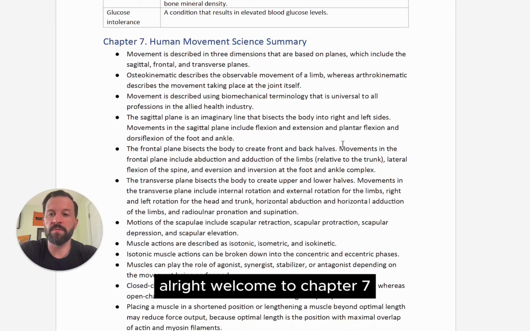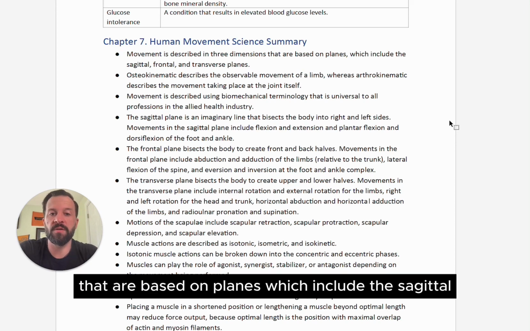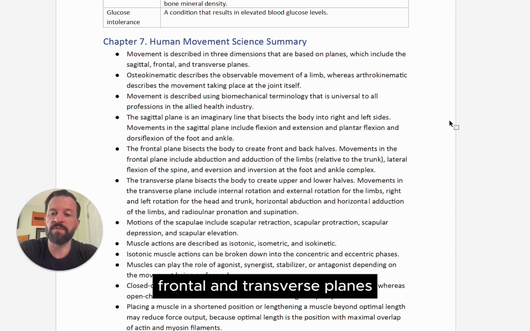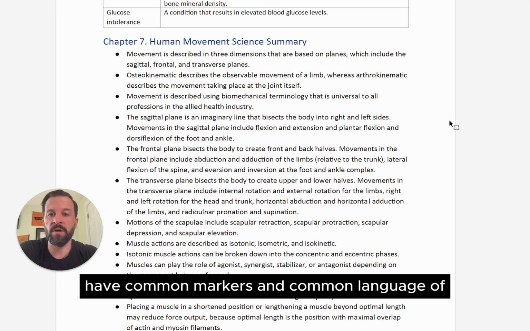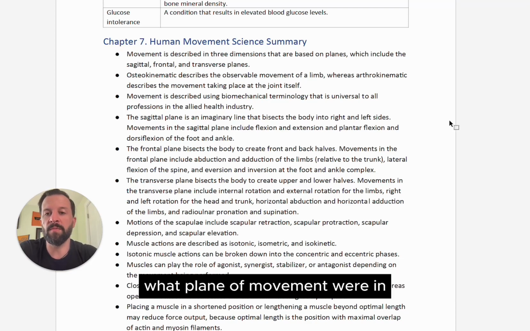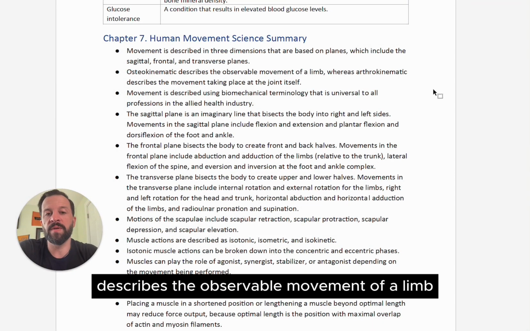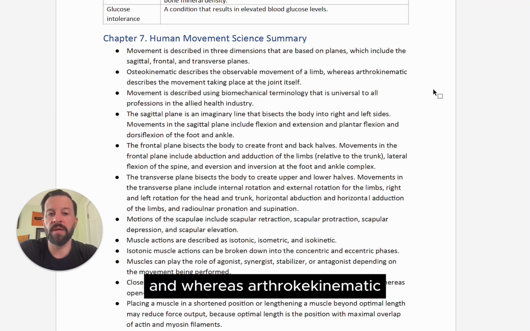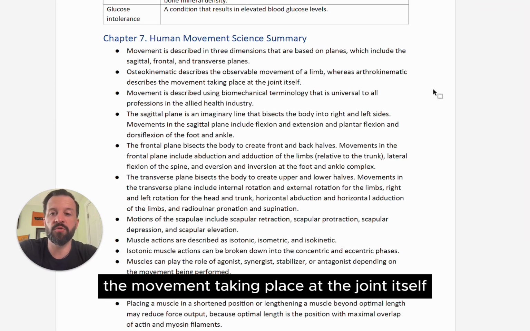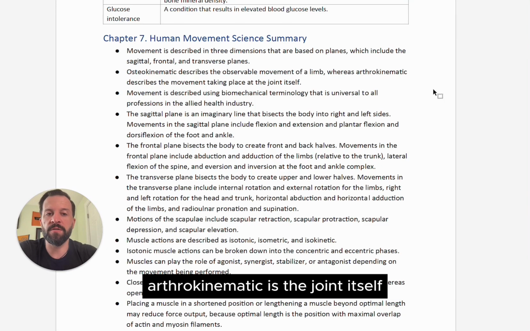All right, welcome to Chapter 7, Human Movement Science. Movement is described in three dimensions that are based on planes, which include the sagittal, frontal, and transverse planes. And these just help us to have common markers and common language of where things are placed and what plane of movement we're in. Osteokinematic describes the observable movement of a limb, whereas arthrokinematic describes the movement taking place at the joint itself. So osteokinematic is a limb being moved, arthrokinematic is the joint itself.